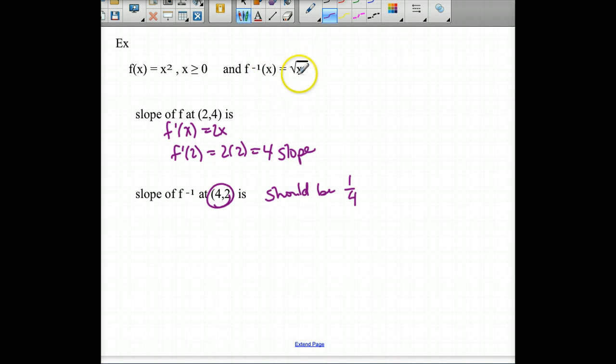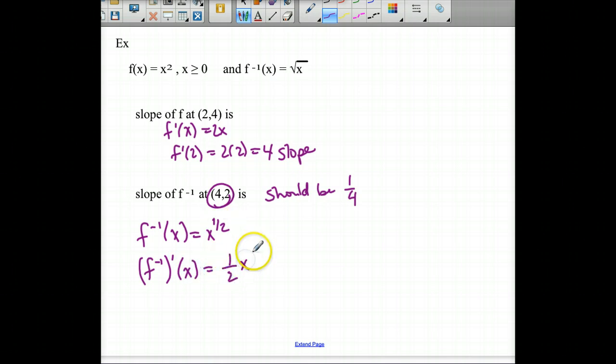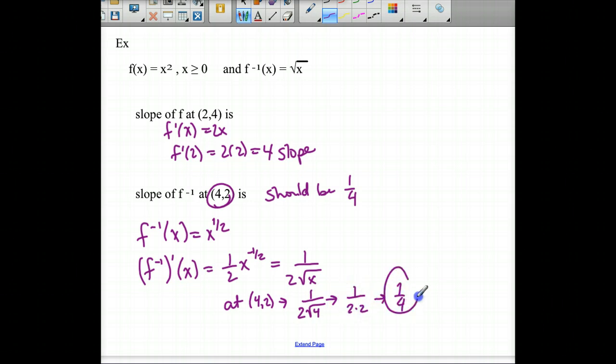So since this function already has its inverse, we can take its derivative. So let's take the derivative of the inverse. It's 1/2. Subtract 1 from the exponent, and then multiply by the derivative of the inside, which is just 1. So that equals 1 over 2 square root of x. At the point (4, 2), that would evaluate to 1/2 times the square root of 4, plugging 4 in for x, which is 1/2 times 2, which is 1/4. So we got it. The derivative of f at (2, 4) is equal to the reciprocal of the derivative of the inverse at the corresponding point (4, 2).